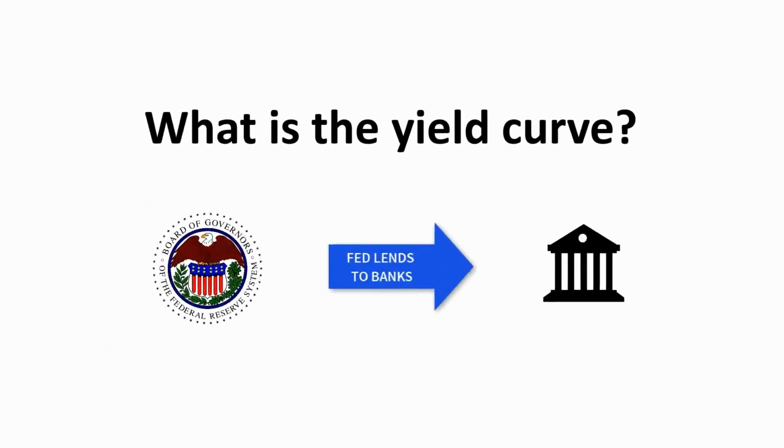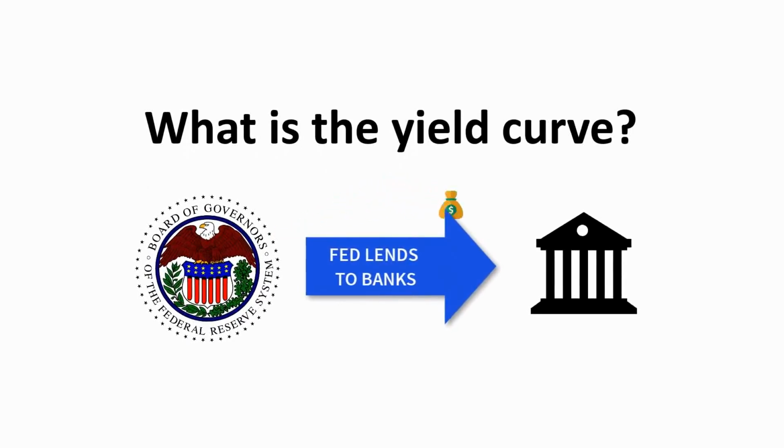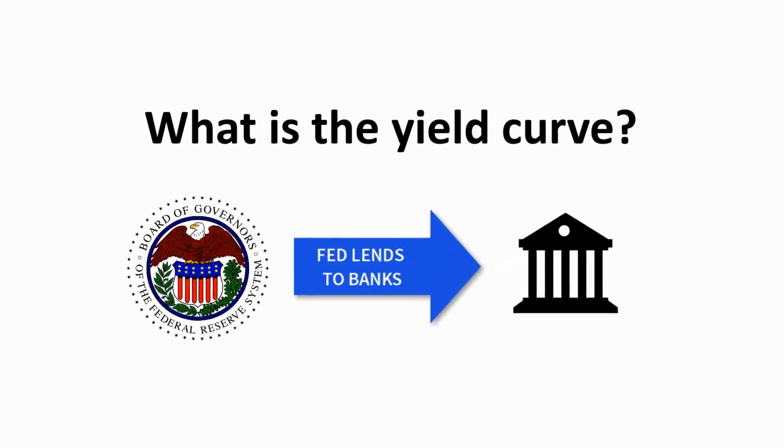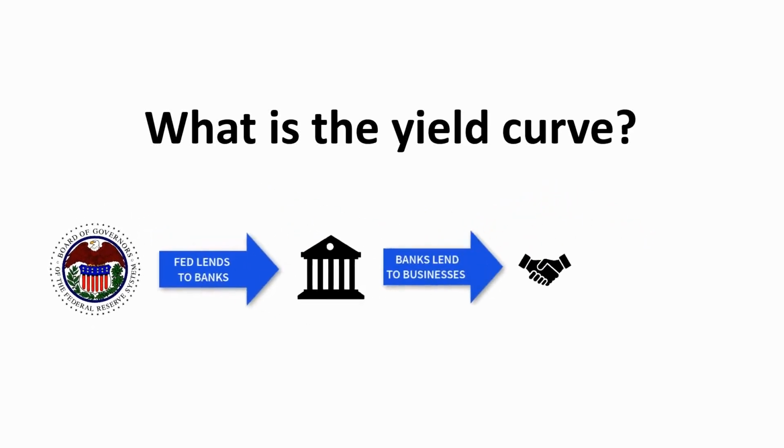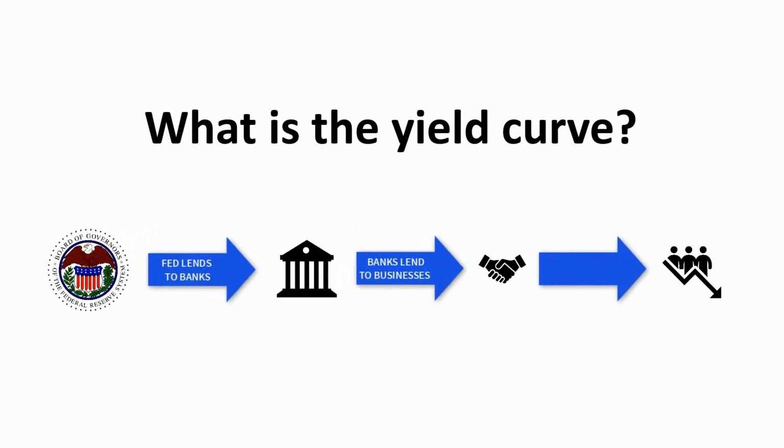The yield curve is the difference between the rate at which the Fed lends to banks and the rate on the 10-year U.S. Treasury bond. The Fed lends money to banks at the 3-month T-bill rate, and banks lend it to businesses at a higher, longer-term rate. The inversion destroys a bank's incentive to lend, which causes a decline in economic activity.